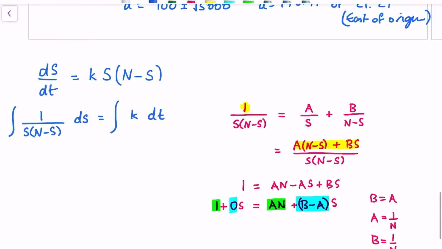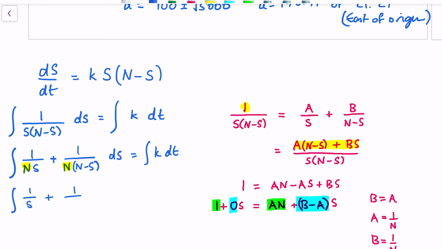Okay, so we take that back to our integral, and we've got A over S, which is 1 over NS, and then plus B over (N minus S), and B was also 1 over N, so 1 over N times (N minus S) equals kt plus, actually no, I'll leave that as an integral, won't integrate it yet. Okay, I'm going to get rid of the N's, I'm going to times everything through by N so that it goes up the top. So I've got the integral of 1 over S plus 1 over (N minus S) equals the integral of Nk dt.